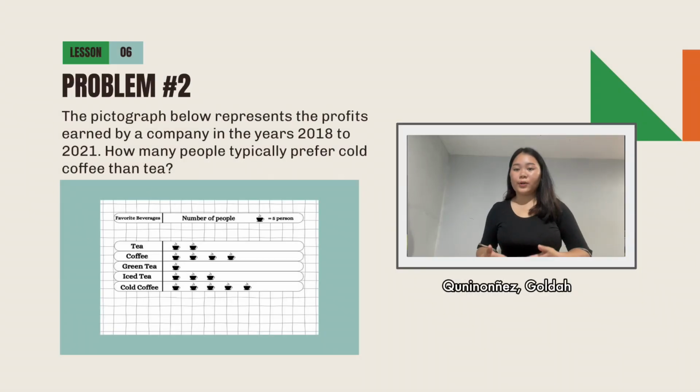So moving on to our second problem. The pictograph here shows the different kinds of beverages and a cup, which shows the equivalent number of people. So 1 cup is equivalent to 5 people. As shown in the pictograph, for the tea there are 2 cups, for the coffee there are 4 cups, for the green tea there is 1 cup, for the iced tea there are 3 cups, and for the cold coffee there are 5 cups. So the question is, how many more people typically prefer cold coffee than tea?